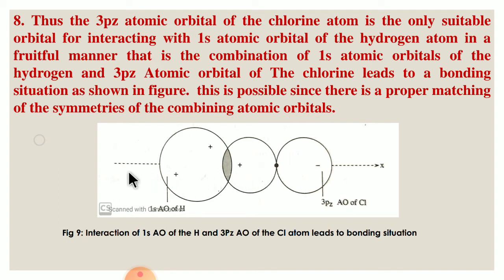Here we can see this is the atomic orbital of hydrogen and this is the dumbbell shaped atomic orbital of the chlorine atom, that means the 3pz orbital. The interaction of the 1s atomic orbital of hydrogen and the 3pz atomic orbital of the chlorine atom leads to a bonding situation. That means the positive spherical lobe of the 1s orbital of the hydrogen atom and the positive lobe of the 3pz atomic orbital of chlorine effectively overlap with each other and form bonding and antibonding molecular orbitals.